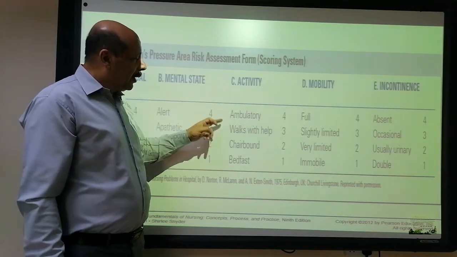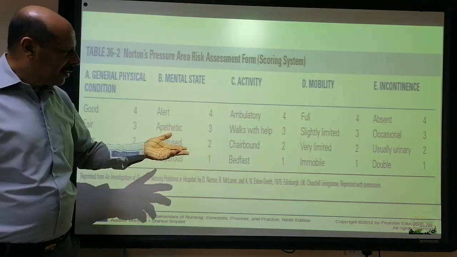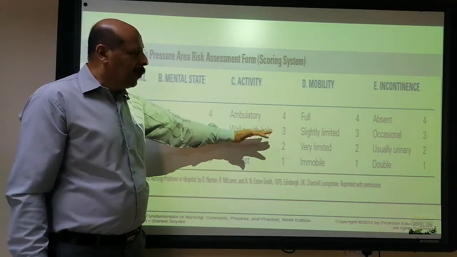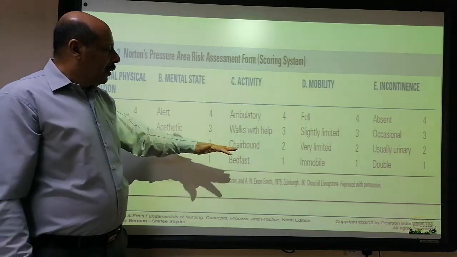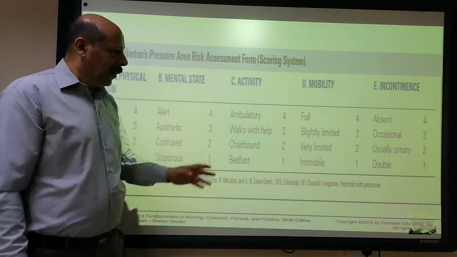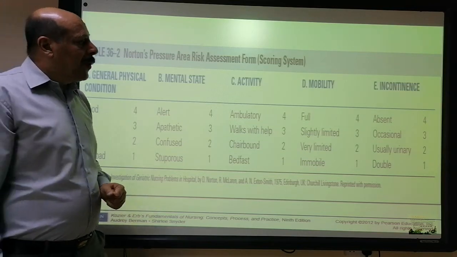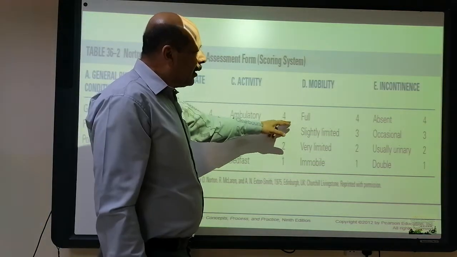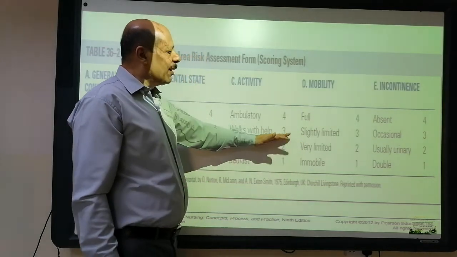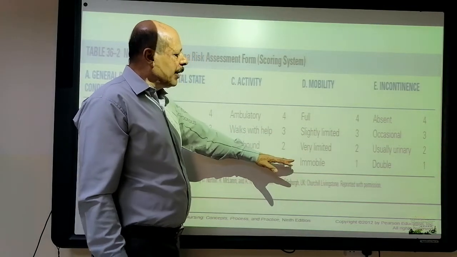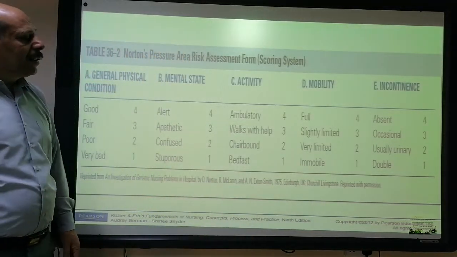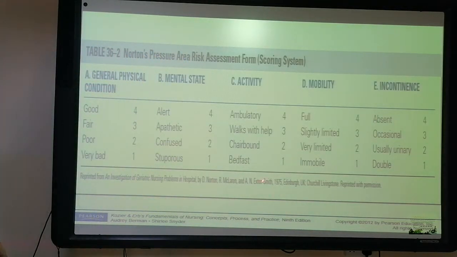The activity: if he is ambulatory, can move, he will get 4. Walks with help, he will get 3. Chair bound, he will get 2. Bed fast, he will get 1. Mobility: full mobility, he will get 4. Slightly limited mobility, he will get 3. Very limited mobility, he will get 2. Immobile, he will get 1.